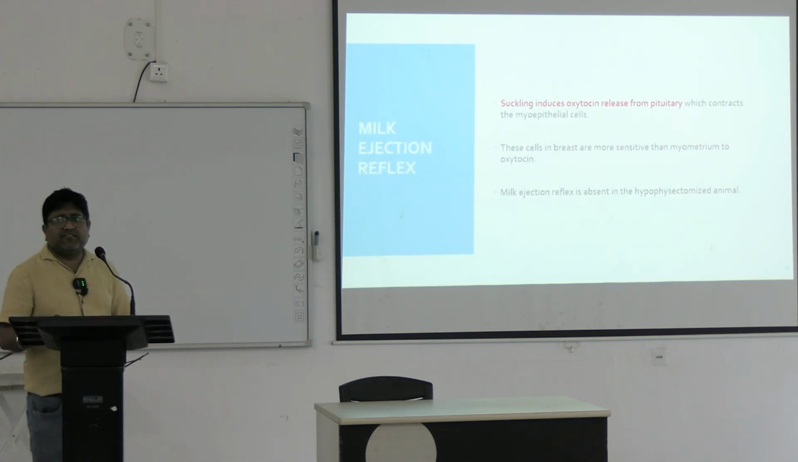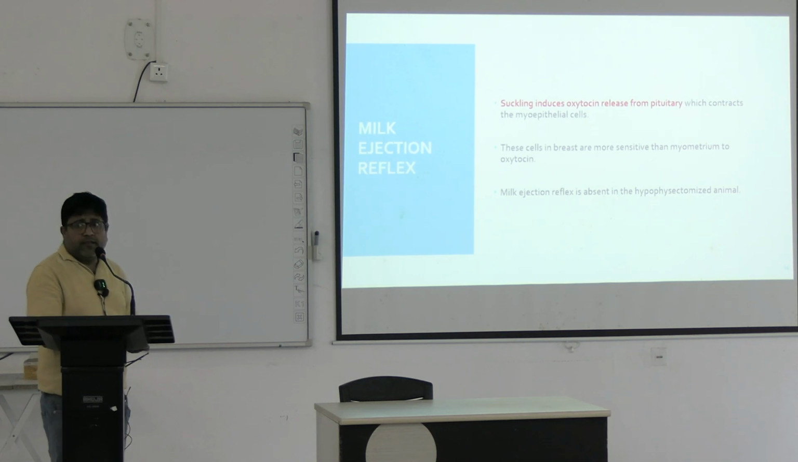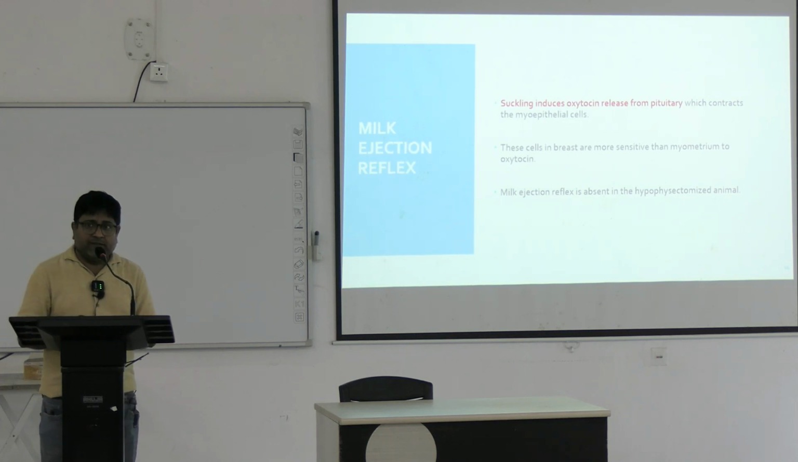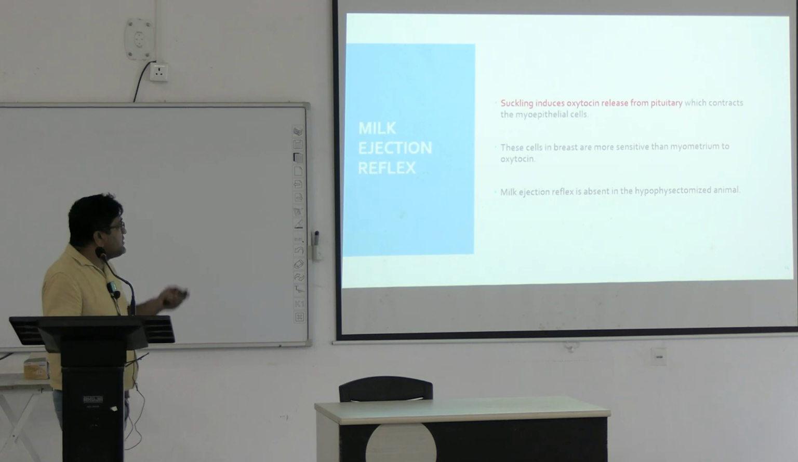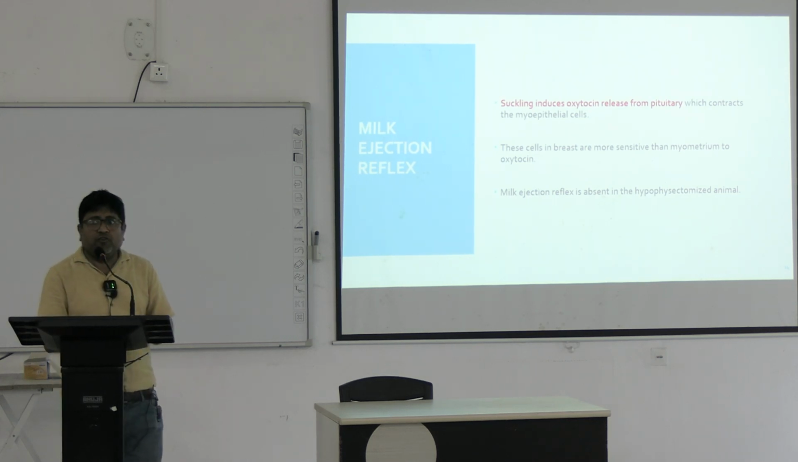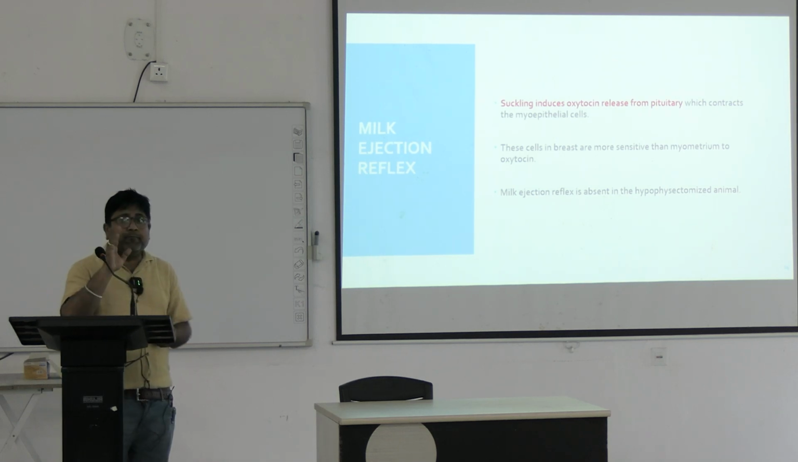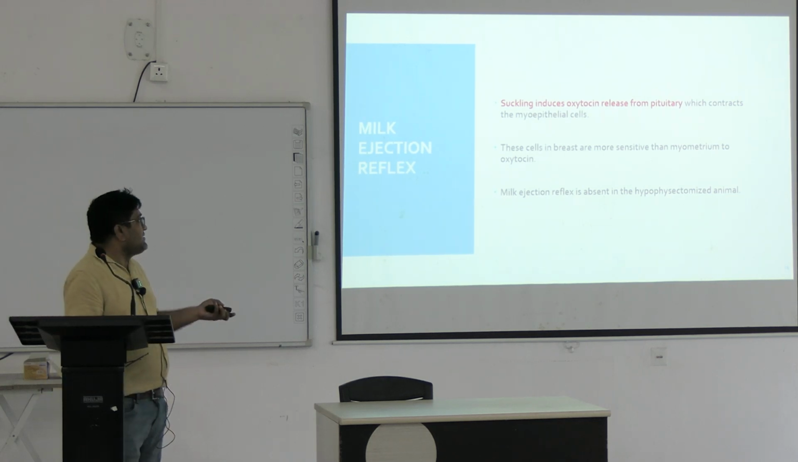Milk ejection reflex: suckling of the breast by the infant induces oxytocin release from the pituitary that causes contraction of the myoepithelial cells in the mammary alveoli, and thus ejection of milk is facilitated. These cells in the breast are more sensitive than the myometrium to oxytocin. Milk ejection reflex is absent in hypophysiectomized animals, and that shows that oxytocin has a greater role in milk ejection reflex.